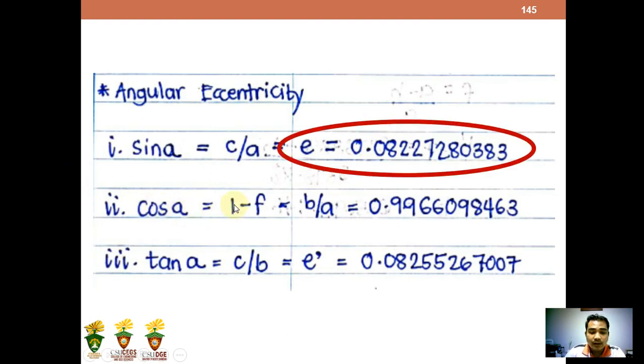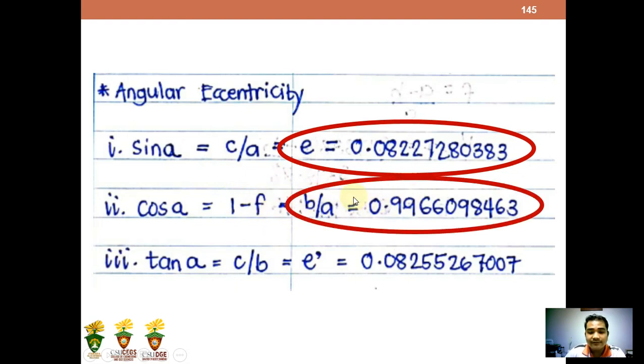that is equal to 1 minus f, or it can be b over a. It depends on you which formula to use, either 1 minus f or b over a. So that results to this value, 0.9966098463. So that is the angular eccentricity with respect to cosine.